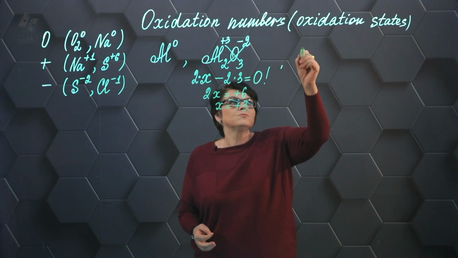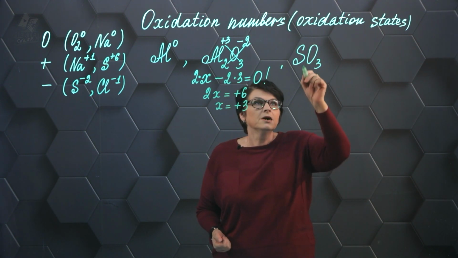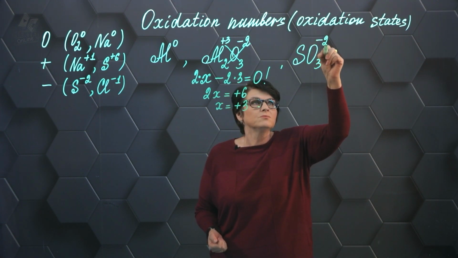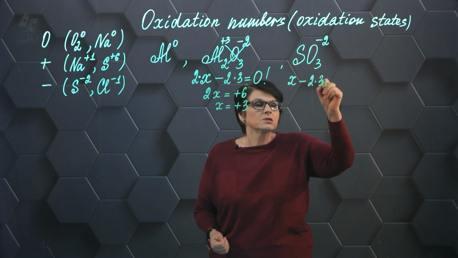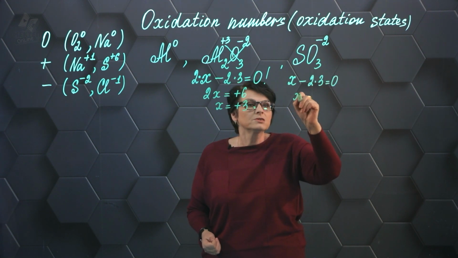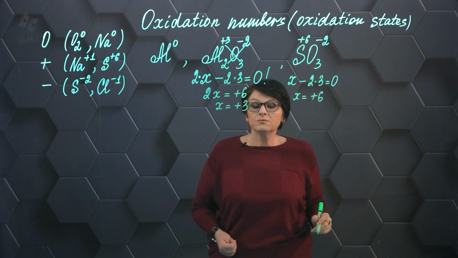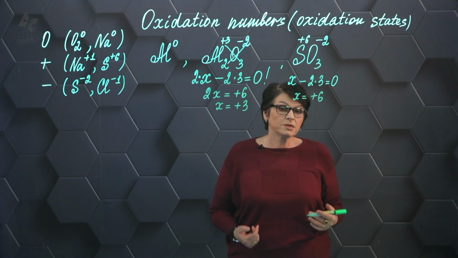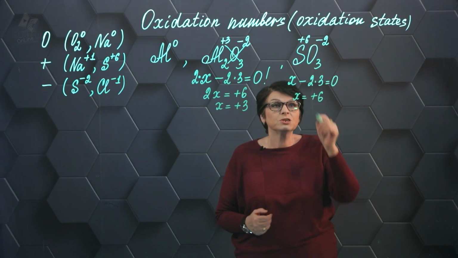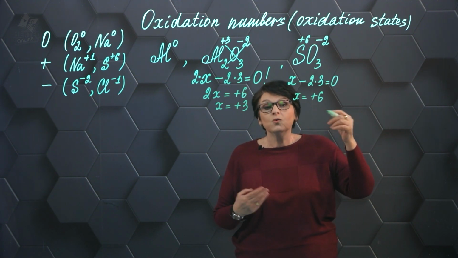The following example, SO3. Which element should we start with? We'll start with oxygen. Its charge is -2. Then what would be the charge of sulfur? Then it would be x - 2 times 3 equals 0. So x would be +6. Can these calculations be done in your head? Of course you can. So try to do such calculations on your own without the help of a special note. But if, of course, you are in doubt, it is appropriate to make such a record.